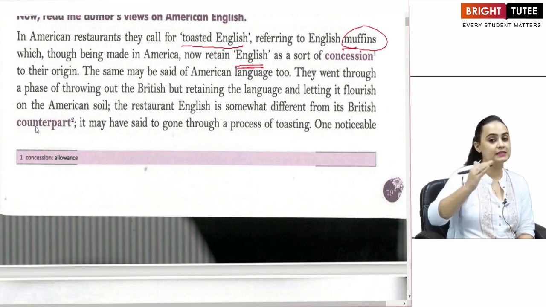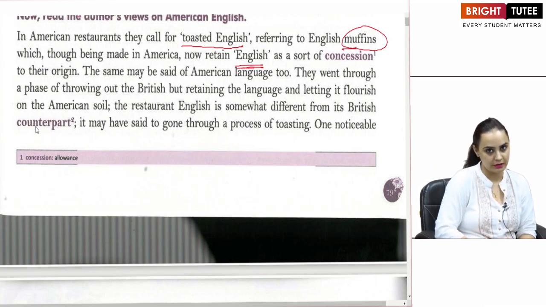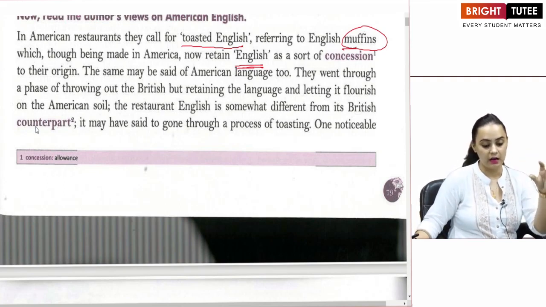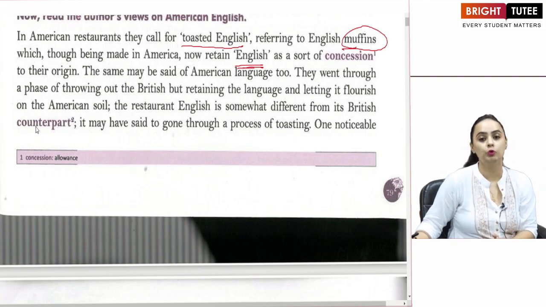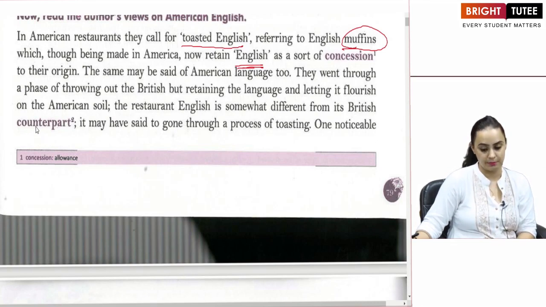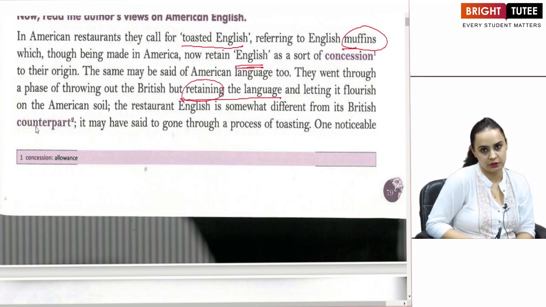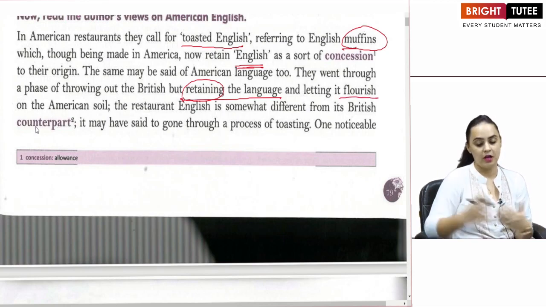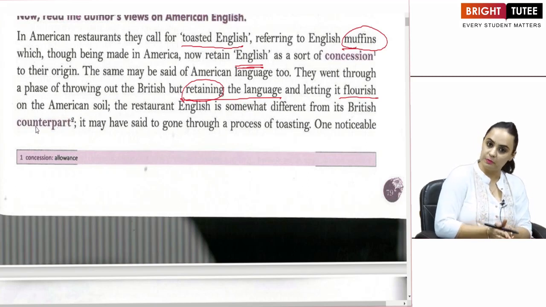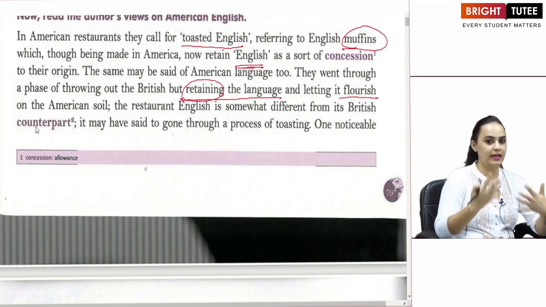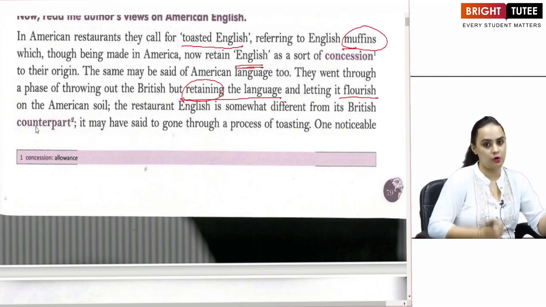So this is something that can be said about the American language, the language which is used in America as well. They went through a phase of throwing out the British. So there was a time when the Americans threw the Britishers out of their country, retaining the language. Retaining means they kept the language of the British with themselves and letting it flourish on the American soil. Flourish, grow. So they allowed the language to remain with them and they allowed it to grow also on the American soil. So they did not just forget the language, they actually made the language grow on their soil.